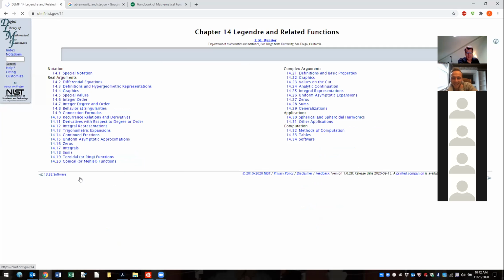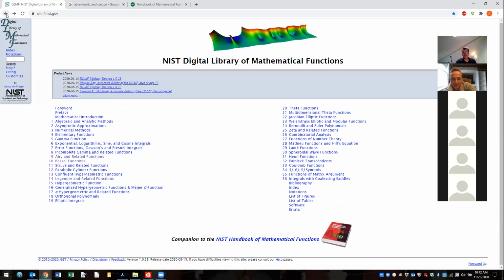You want to know about Legendre functions and related things, they've got a chapter on that. Whenever I need to know some fact about how to take the second derivative of a weird combination of Bessel functions, the first place I look is the NIST Digital Library of Mathematical Functions. Anyway, NIST is actually a great employer of physicists.